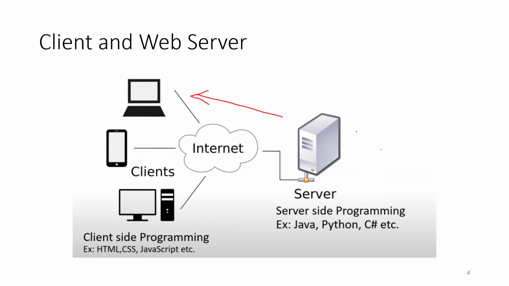All the business logic written in the web application on the web server side uses a server-side programming language, like Java, Python, C#, etc. And for client-side programming, we have HTML, CSS, JavaScript. So we can say JavaScript is a scripting language on the client side, and whenever any user accesses the web application through a URL over the internet, that is the client and web server.